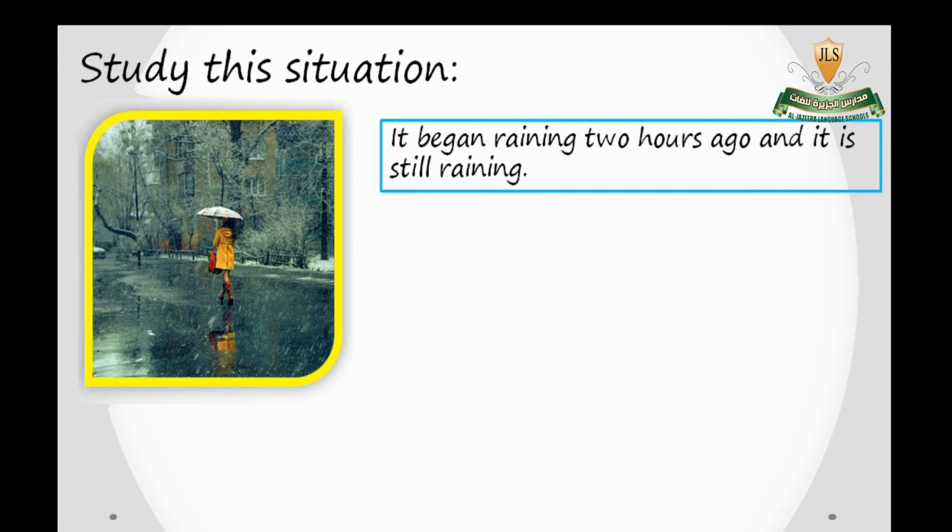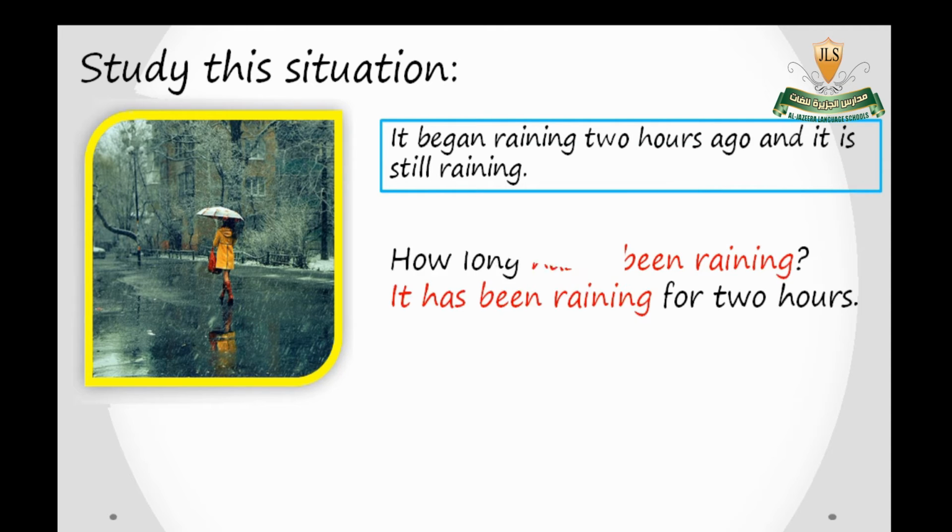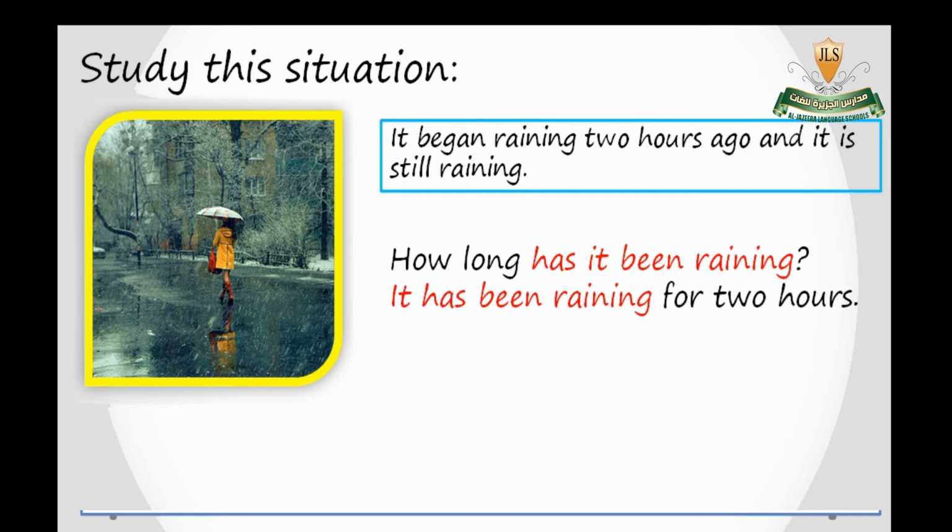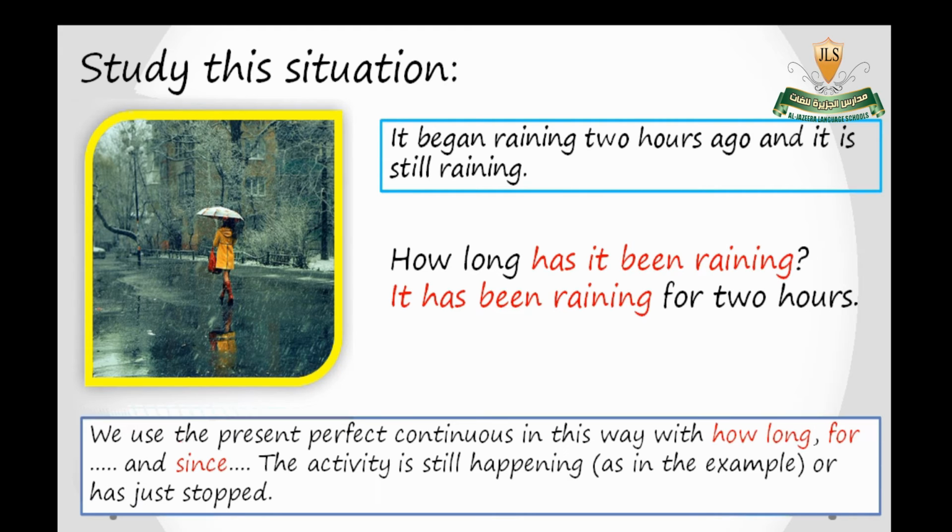It began raining 2 hours ago, and it is still raining. So, how long has it been raining? It has been raining for 2 hours. Now we want to know for how long it happened. We use the present perfect continuous in this way with how long, for, and since. The activity is still happening, as in the example, or has just stopped.